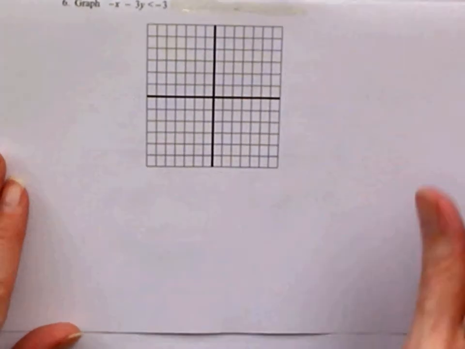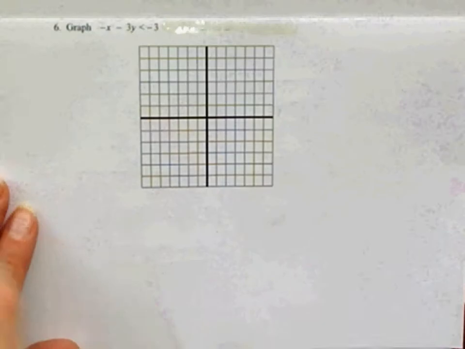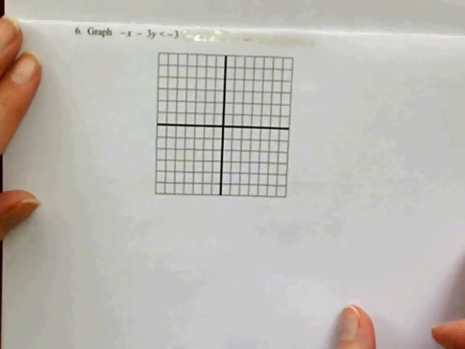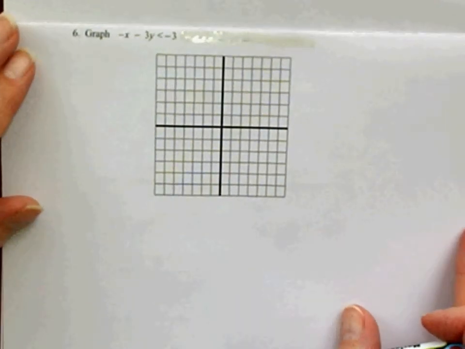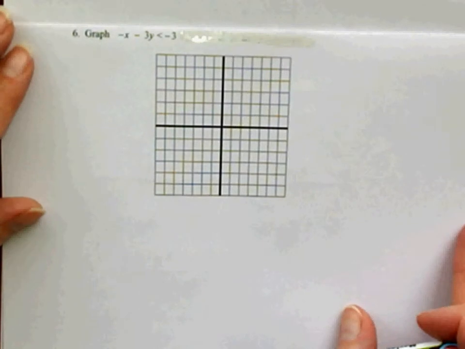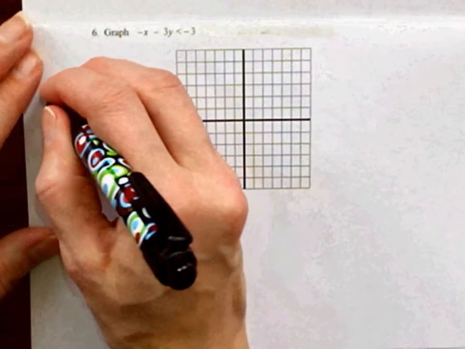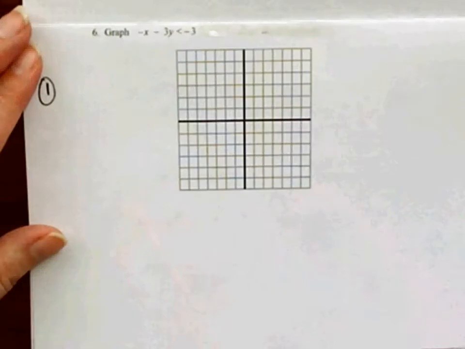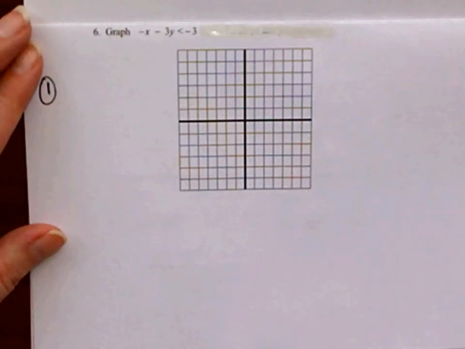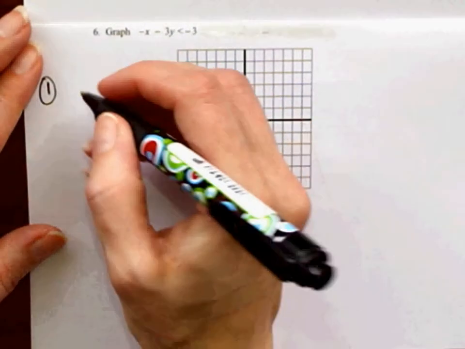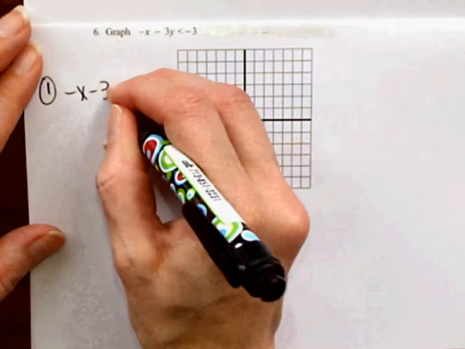Alright, so they're asking us to graph negative x minus 3y less than negative 3. Remember, this one's going to be a 3-step process. Step 1: we get to pretend that we have equals. So in place of that inequality, we get to put an equal sign.